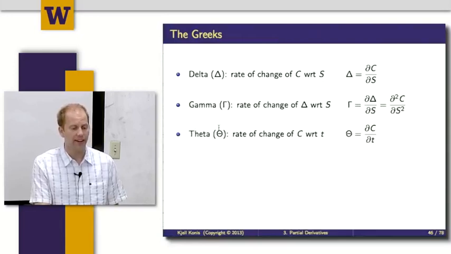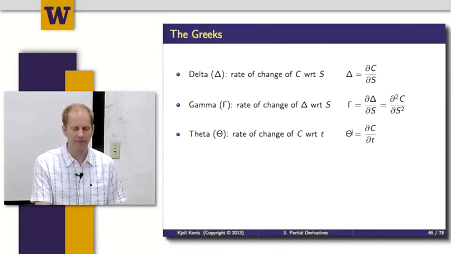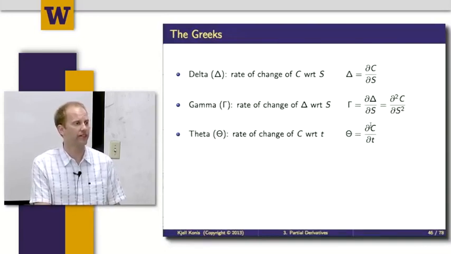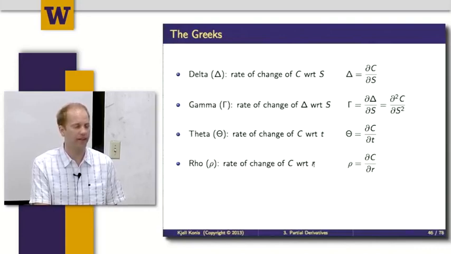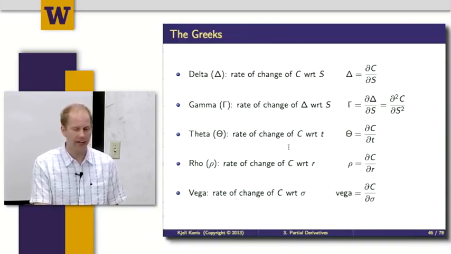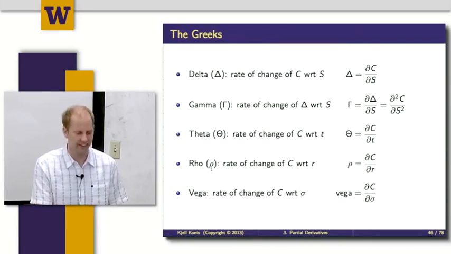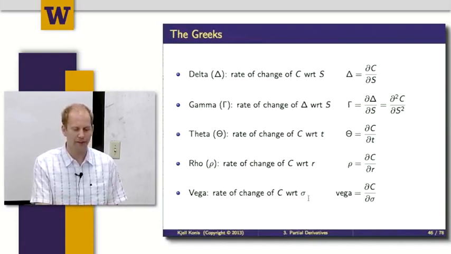Then we have theta, which is the rate of change of C with respect to T. And so that'll just be the partial derivative of C with respect to T. Rho, which is the rate of change of C with respect to the risk-free interest rate R. So it's the partial derivative of C with respect to R. And then vega, which I'm not sure is actually a real Greek letter, but it sounds kind of Greek, so I guess they threw it in with the group, which is the rate of change of C with respect to sigma. So partial of C with respect to sigma.